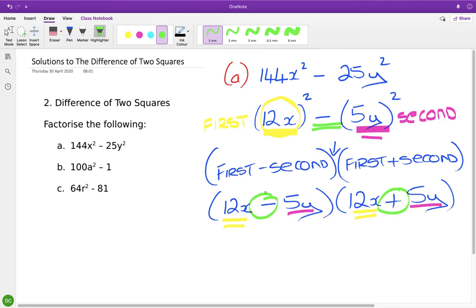A couple of things I was looking at: people did have the minus in here, so no, factors are multiplications, there shouldn't be a minus. Others got the first bracket, so 12x minus 5y or 12x plus 5y or whatever, and then the second bracket did something funny. I don't know if you're trying to combine highest common factor and difference of two squares or something, but you don't. In difference of two squares, the brackets should be identical with the exception of that sign. Maybe this might help: first minus second, first plus second. That's what your bracket should look like.